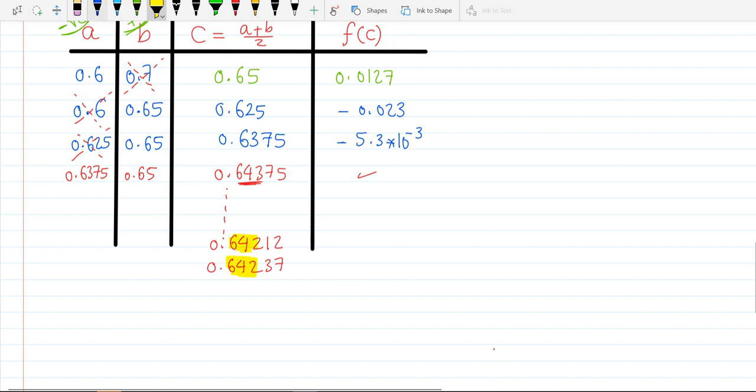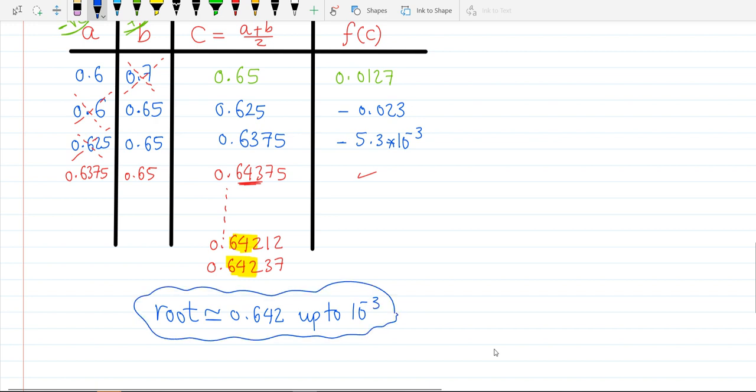So in this example, the root will be approximately equal to 0.642, and this root is evaluated up to the accuracy of 10 power negative 3. So, as a summary for this problem, we started with a large interval from 0.7 to 0.6, and then from 0.6 to 0.65, I reduced the length of this interval, and so on, till reaching constant digits in two consecutive steps.